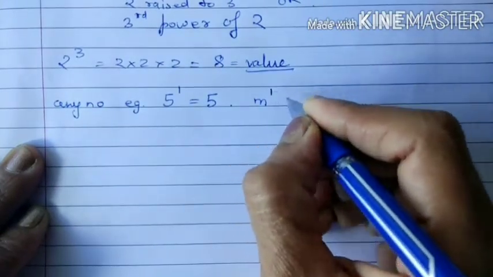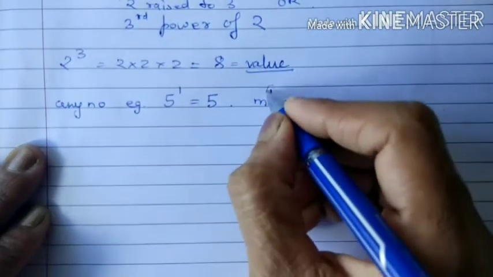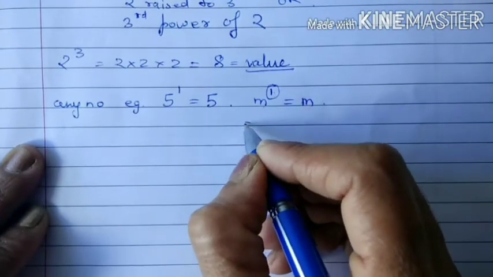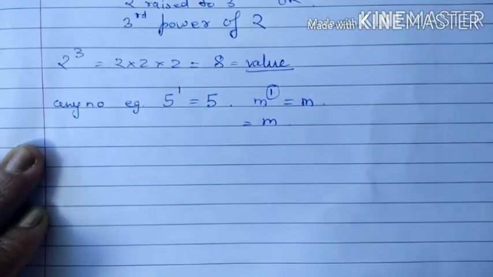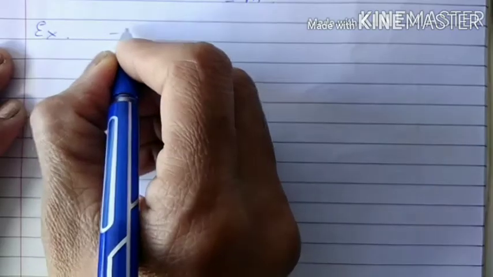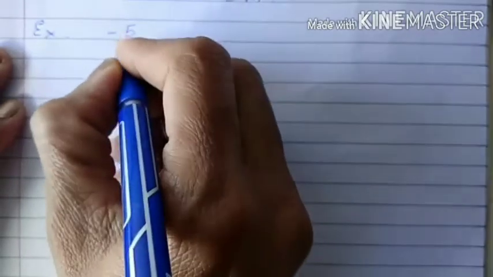Or let's say any number m raised to 1. So again, m raised to 1 is going to be m. So the base can be any number. Anything raised to 1 is always going to be that base number. Let's look at other examples.